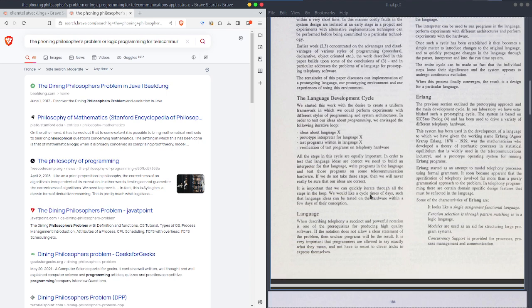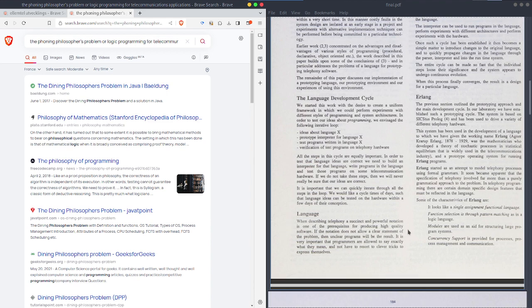We would like cycle times of days, such that language ideas can be tested on the hardware within a few days of their conception. Again, this paragraph and the previous one are really, really important. And that's really nice because this paper is from 1989 and they are talking about something we're actually dealing with even today. That's really, really interesting.